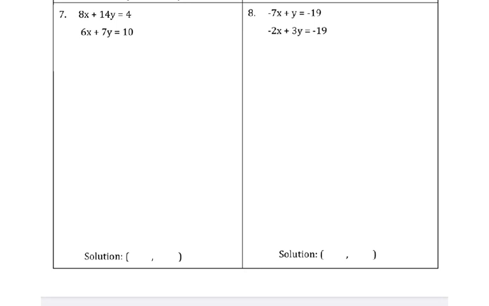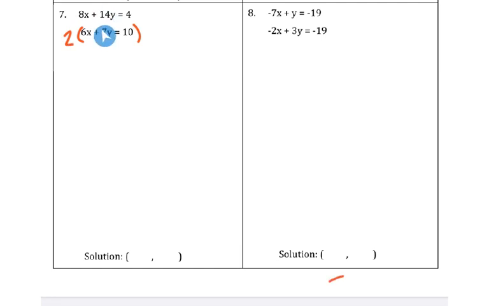Number 7. Again, in number 7, we don't have anything that's ready to eliminate. 8 and 6, that doesn't make 0. 14 plus 7, that doesn't make 0. So therefore, we can't eliminate yet. So what I'm going to do is take this equation and multiply by some number that would make it cancel with the top equation. So if I look at this, 6 times nothing will ever make 8. But 7 to make a 14? Sure. 7 times 2 is 14.